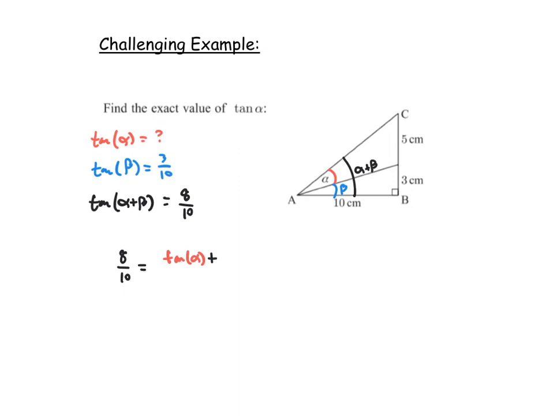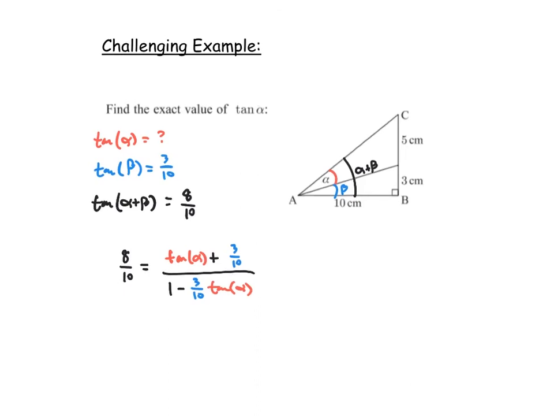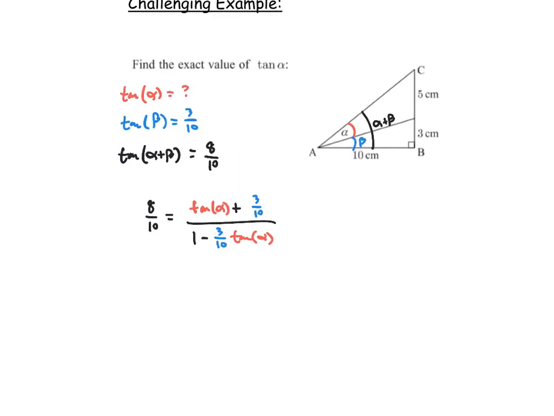plus the tangent of beta, which is 3/10, over 1 minus tangent alpha, tangent beta. So I'm going to put 3/10 tangent alpha. Okay, so we're going to solve for tangent alpha. We did this in a previous problem, so this should not be that challenging. It's just the setup and kind of the overlapping triangle situation that we've got here.